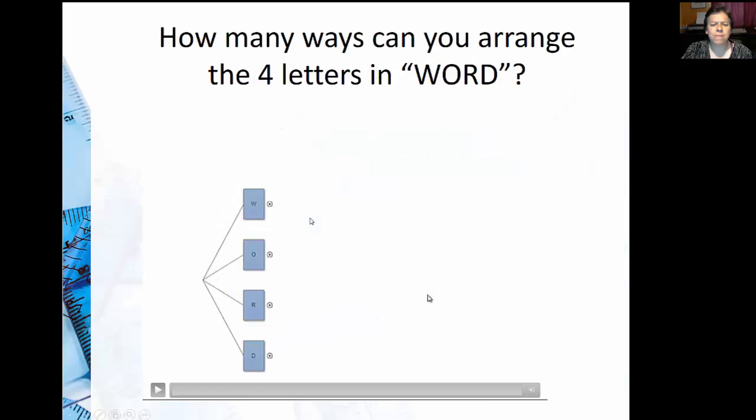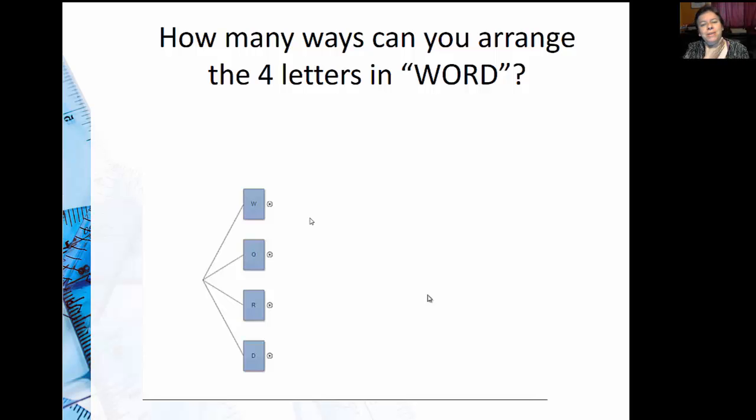Okay, so let's go ahead and look at why I need factorials. Well, we're going to be looking at how many different ways there are to arrange things. So we're going to start with when order matters. How many different ways can I arrange the 4 letters in WORD? So WORD is definitely different from DROW, all right? So how many different ways can I arrange it?